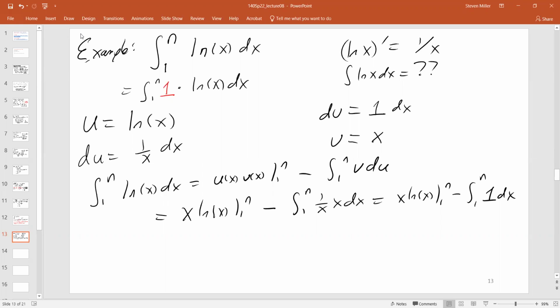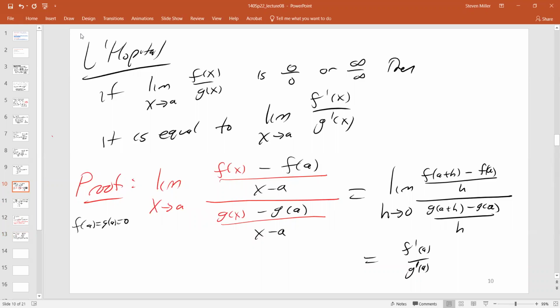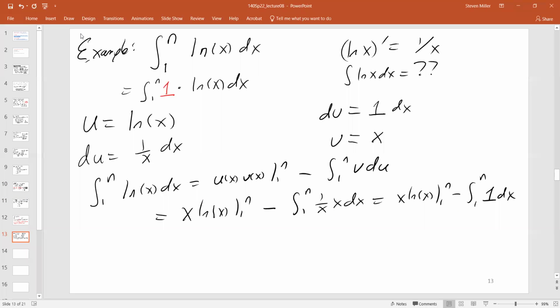There are 2 ways to do nothing. Can someone tell me how you can do nothing? I'm sorry, add 0, and what else? Multiply by 1. And when you look at our proof of L'Hopital, we actually did both. We added 0 and we multiplied by 1. That shows you how great of a result L'Hopital's rule is.